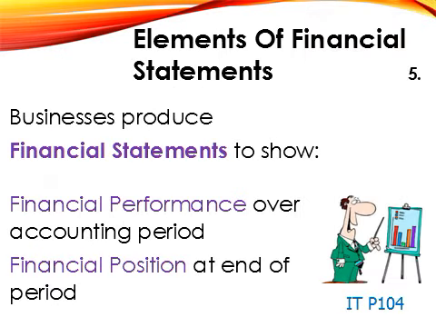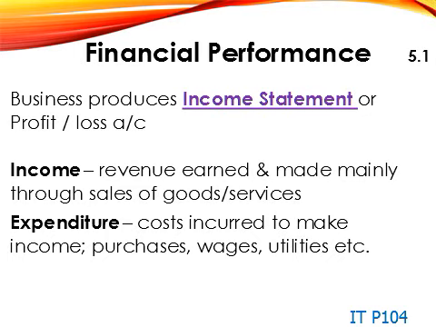5. Businesses produce financial statements to show how well they performed, or their financial performance, over an accounting period, and to show their financial position at the end of a period. To determine the financial performance over a period of time, a business produces an income statement or a profit and loss account. This statement will show income, which is revenue earned and made mainly through the sales of goods or services. Expenditure, which are costs incurred to make income, for example, purchases, wages, utilities. When income exceeds expenditure, then the business has made a profit.